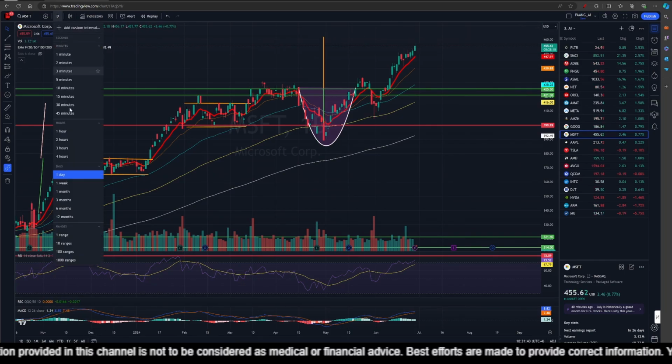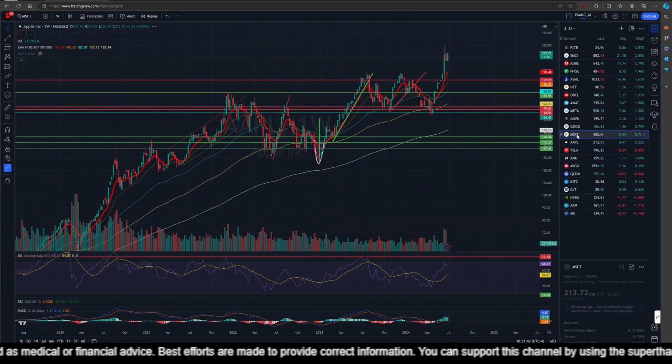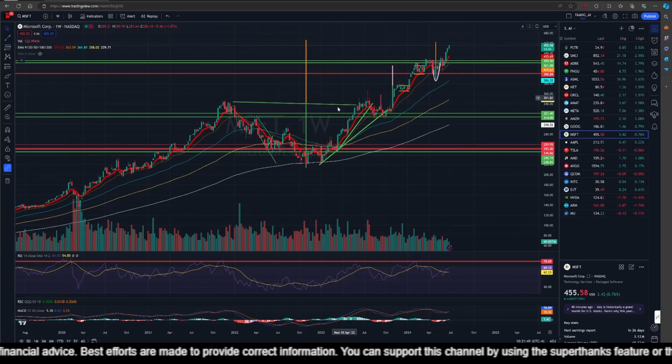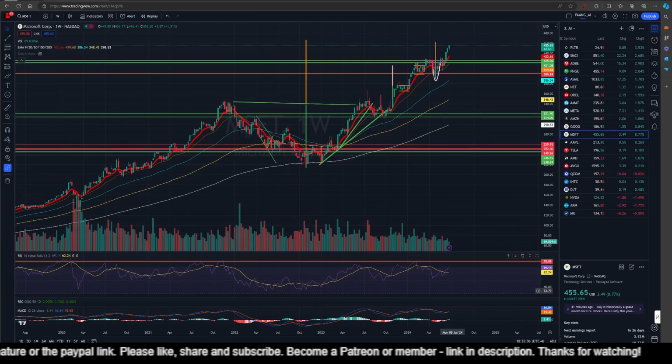Now, if I take you to the weekly time frame and get you back into Microsoft, you will see that we have had two cup and handle targets. The first one was giving us a target of 465, and the second one is giving us a target of somewhere around 462 or 463. So I'm thinking that Microsoft definitely will move in that direction. So that's what I have to say about Microsoft.